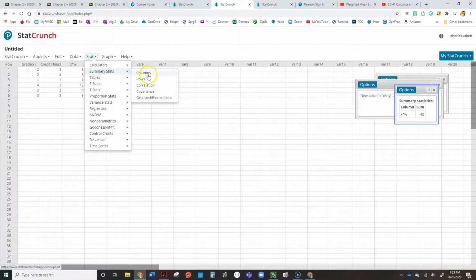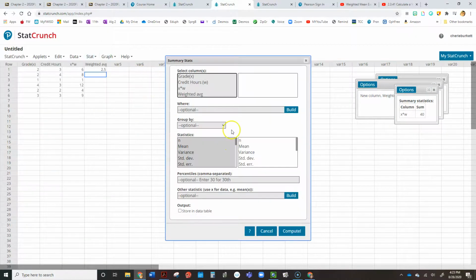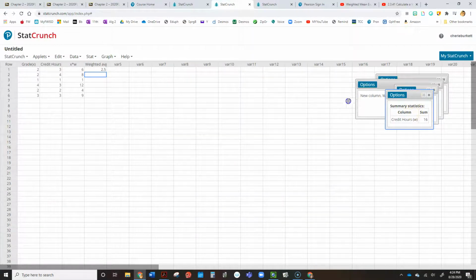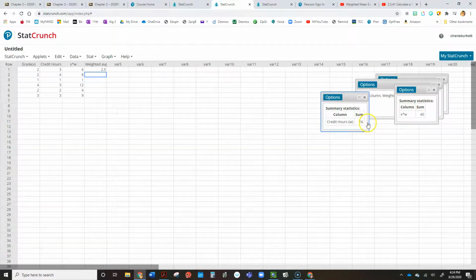We did summary stats for the columns. And this time we want the sum of the credit hours, which is our weight. And we want the sum. And so there we could see that 40 divided by 16 is where they got the 2.5.